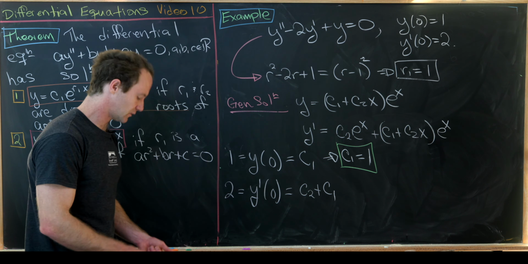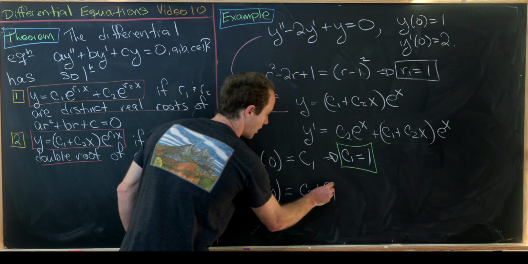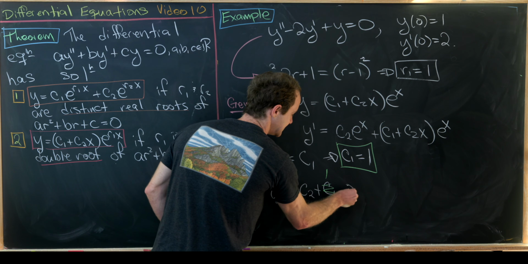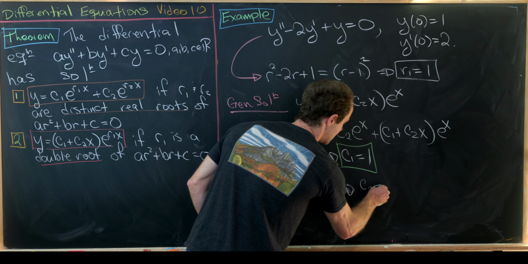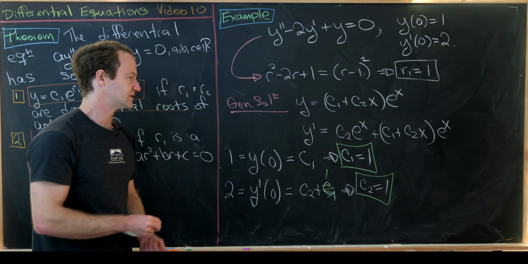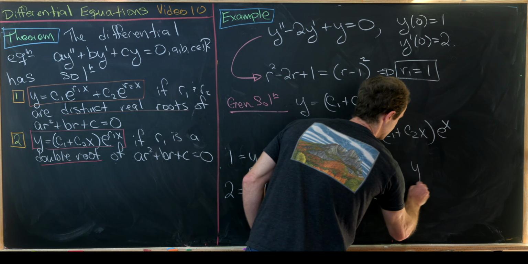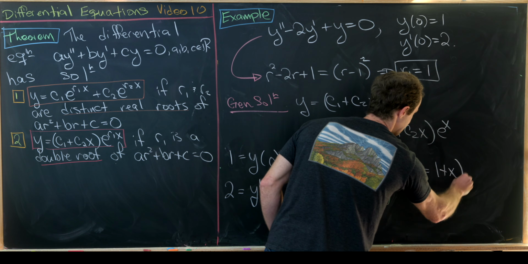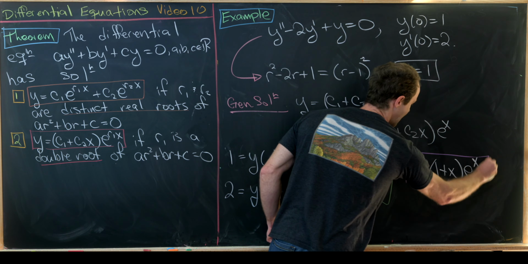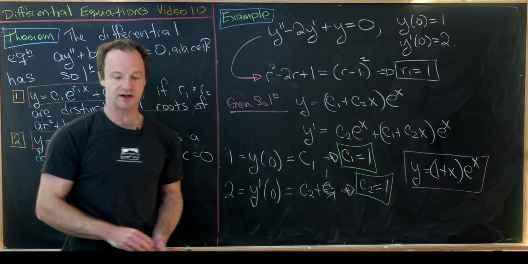So that's supposed to be equal to 2, but we already know that c1 is 1, so that tells us that c2 is also equal to 1. Great. So that means we can write down our final solution, which is 1 plus x times e to the x. Great. So we've got a final solution to this differential equation.